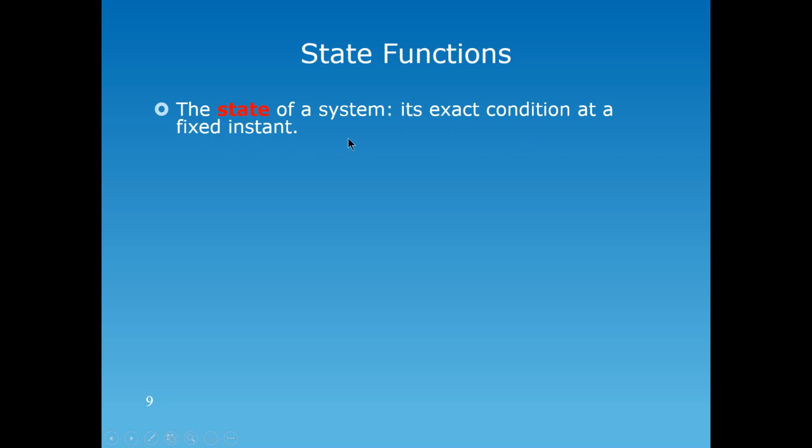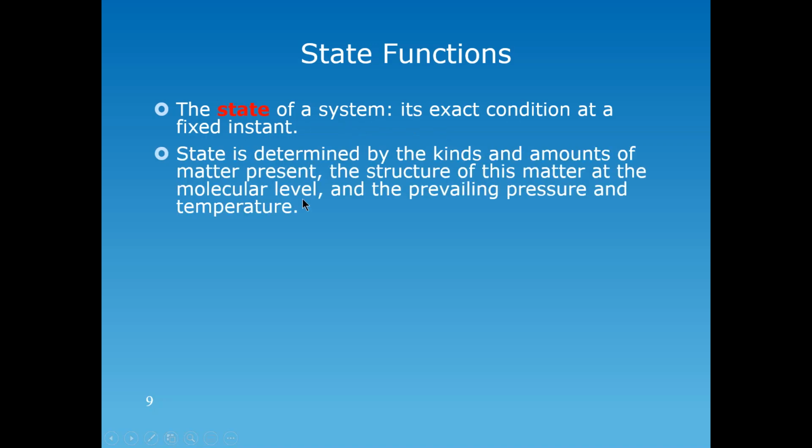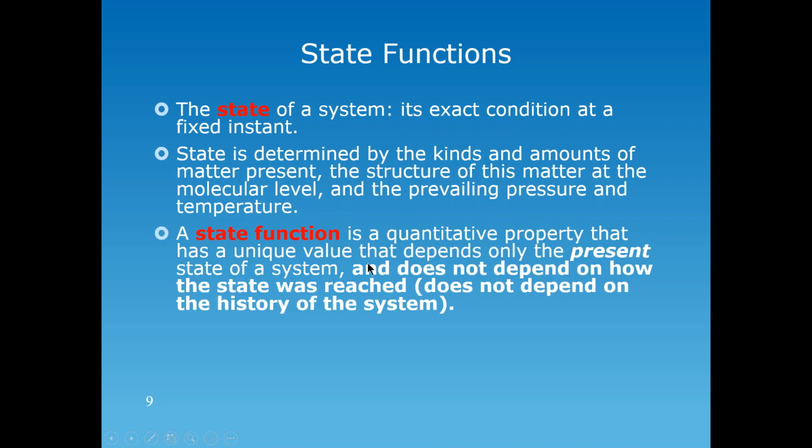So state, that term can apply to what you previously learned as the phases, solid, liquid, and gases, but it goes beyond that. Before I get into the example, let me talk about this line right here. The state is determined by several factors, including the kinds and amounts of matter present, the structure of this matter at the molecular level, and prevailing values such as pressure and temperature. So all these things can affect the state of a system, all right? And then we'll talk about state function. But before we get to that, let me just give you a few examples of changes of state.